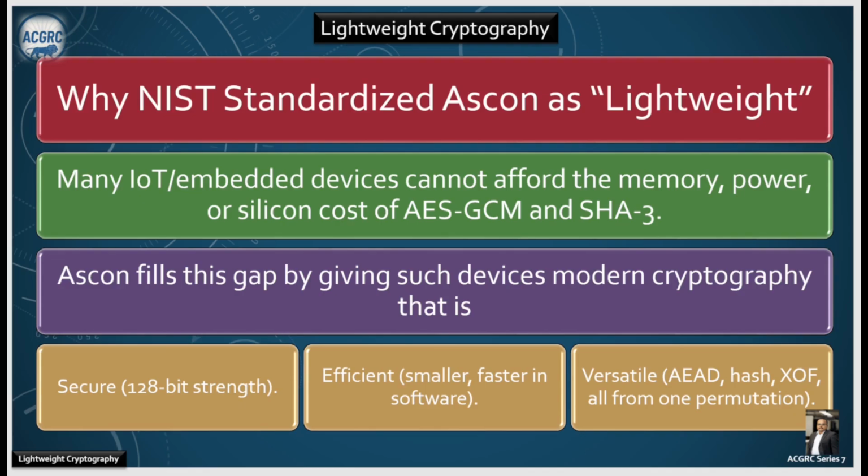So why did NIST standardize Ascon as lightweight? Well, many IoT or embedded devices cannot afford the memory, the power, or the silicon cost of AES-GCM and SHA-3. Ascon fills this gap by giving such devices modern cryptography that is secure, efficient and versatile.